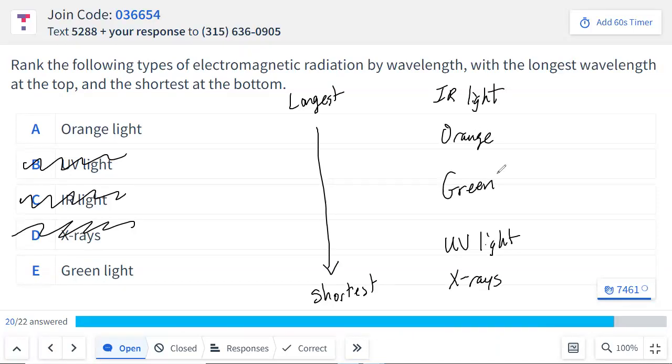And so there would be the proper order. Infrared, then orange, then green, then UV, then your X-rays.